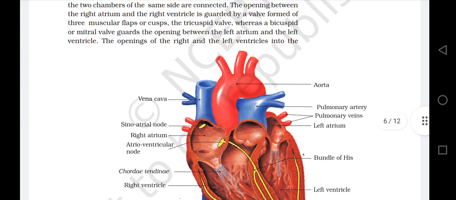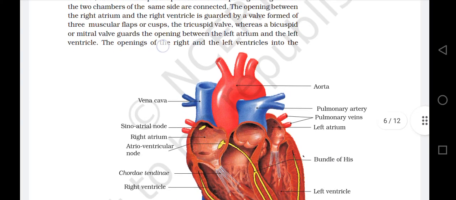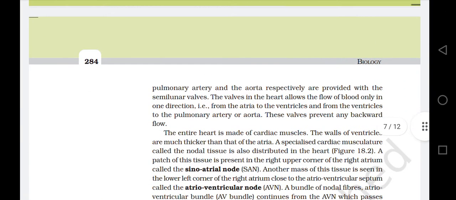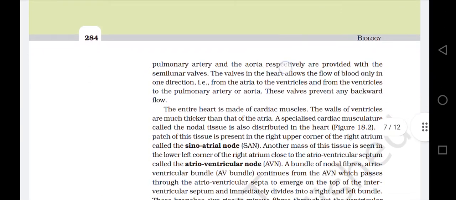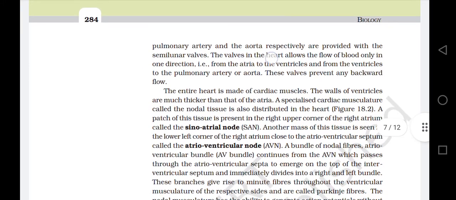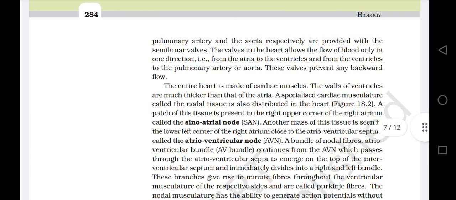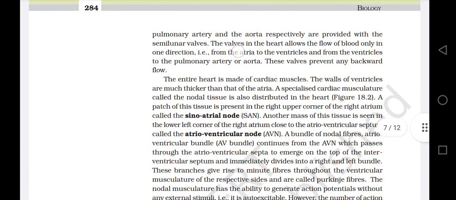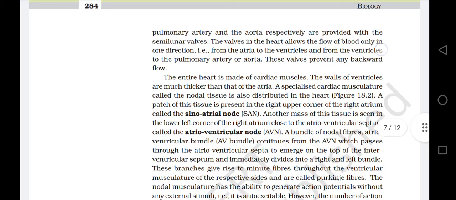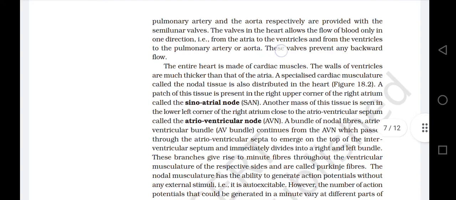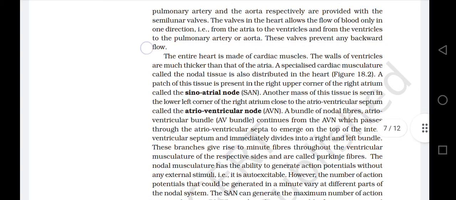The openings of the right and the left ventricles into the pulmonary artery and the aorta respectively are provided with the semilunar valves. The valves in the heart allow the flow of blood only in one direction, that is, from the atria to the ventricles and from the ventricles to the pulmonary artery or aorta. These valves prevent any backward flow.